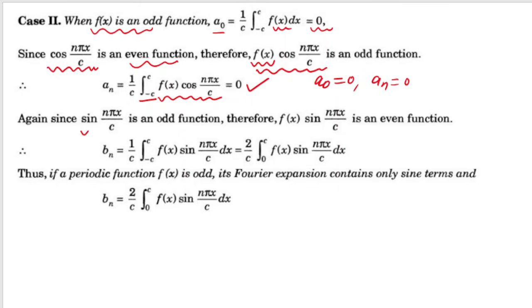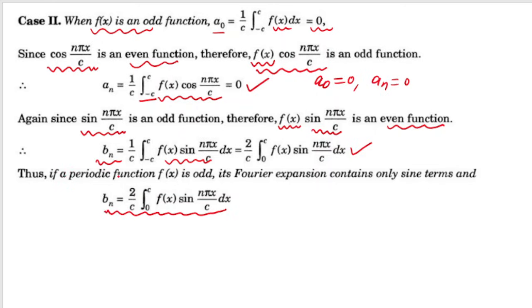But we know that sine n pi x by c is an odd function and f of x is also an odd function. So odd function into odd function is an even function. So to calculate bn, if I use this formula, 1 by c, minus c to c, this is an even function. So using the property of definite integration, it will become 2 times 1 by c, and the integration limit will change from minus c to 0 to c. So 2 by c, 0 to c, f of x sine n pi x by c dx. So here the Fourier coefficient bn will be evaluated like this.